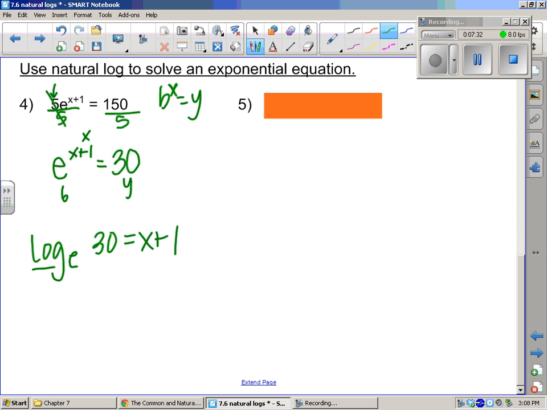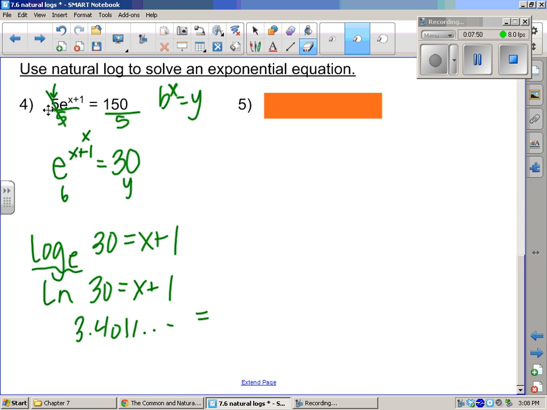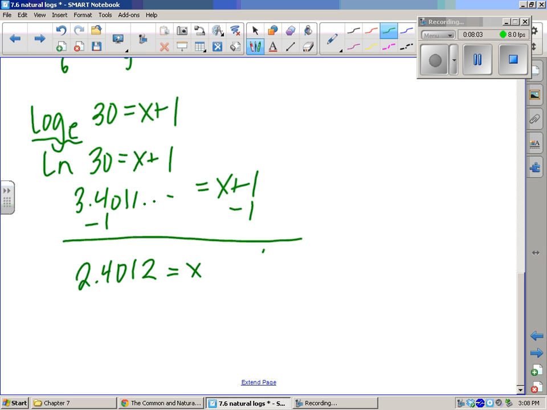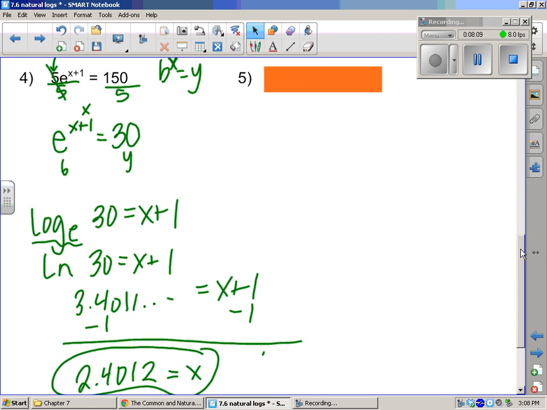Now what is that really? Natural log. So that's what you're going to type on the calculator. Okay. And we can do ln of 30. Yes. And then subtract. So that's 3.401... and then equals x plus 1. So then we will do what? Subtract 1. So then that's 2.4012 when we round. Okay. Very nice. Yeah, the rounding, just be aware.